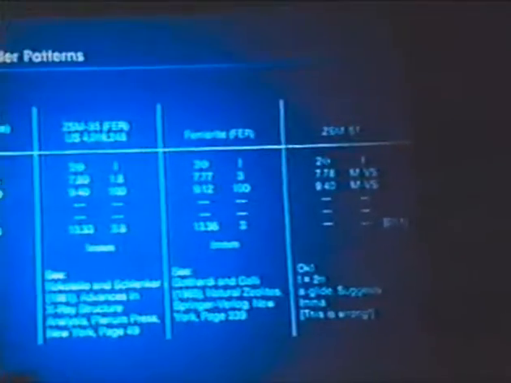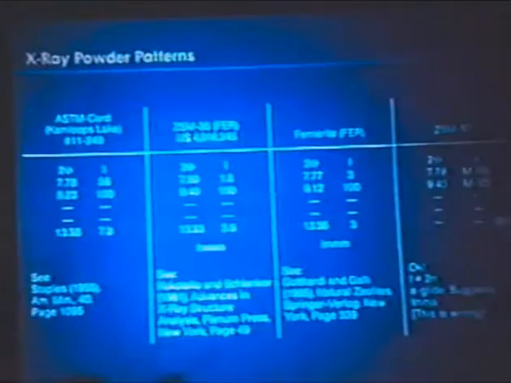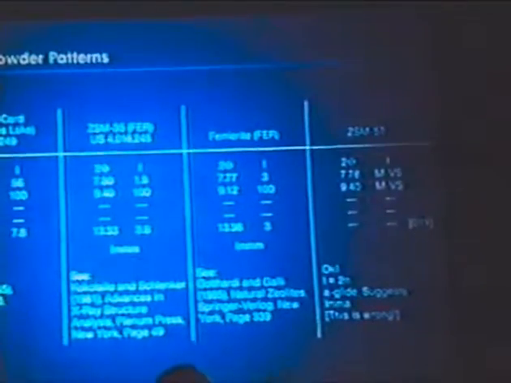In addition, there's a peak at 13.38 in these materials, which initially appeared to be totally absent in ZSM-57. However, we collected synchrotron data at Brookhaven. This turned out to be incorrect. That peak is there. It's really very, very weak. And as a matter of fact, the initial absence of this peak caused us to conclude that we had an a glide and to misassign the space group symmetry.